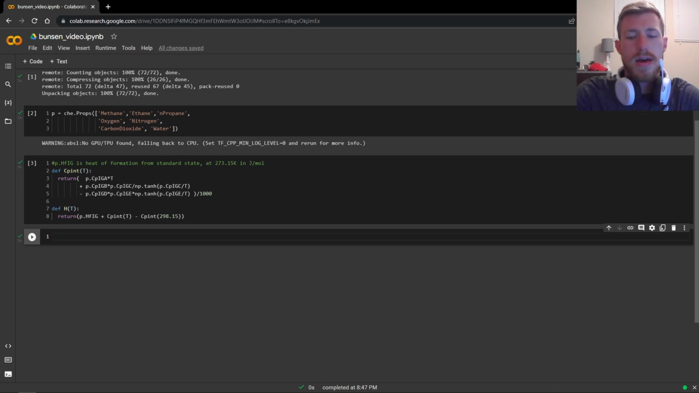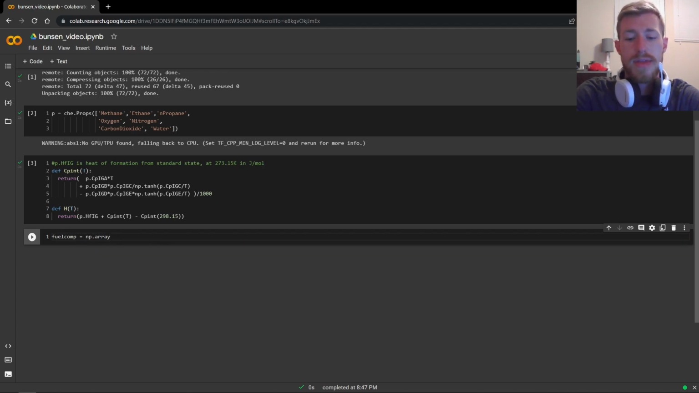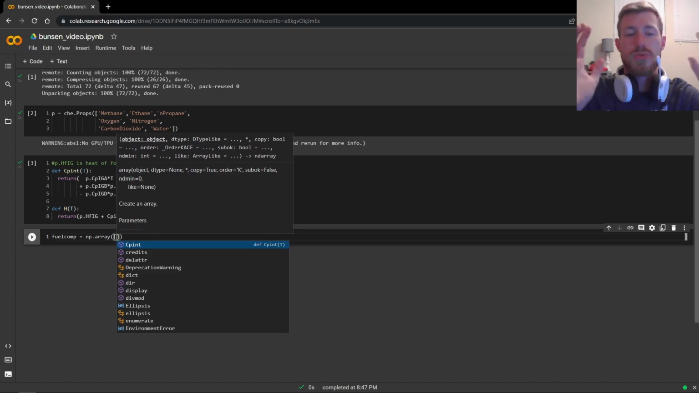First we're going to make a variable called fuel comp right here, and it's going to be equal to an NP array. The NP array function takes an actual array and classifies it as an NP array type using NumPy's fancy Python code. So what are we actually working with here?